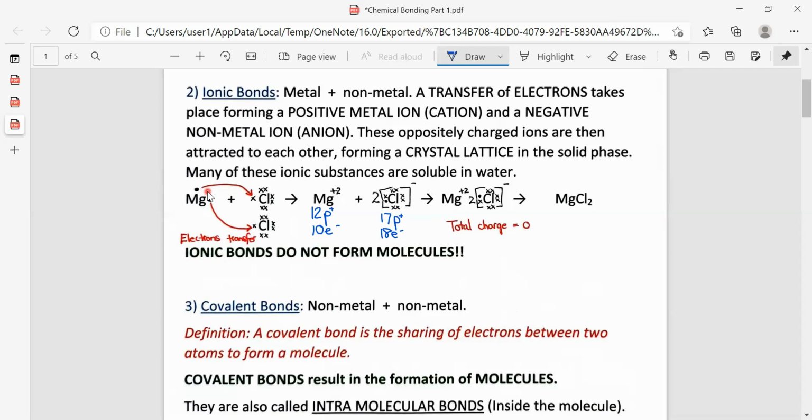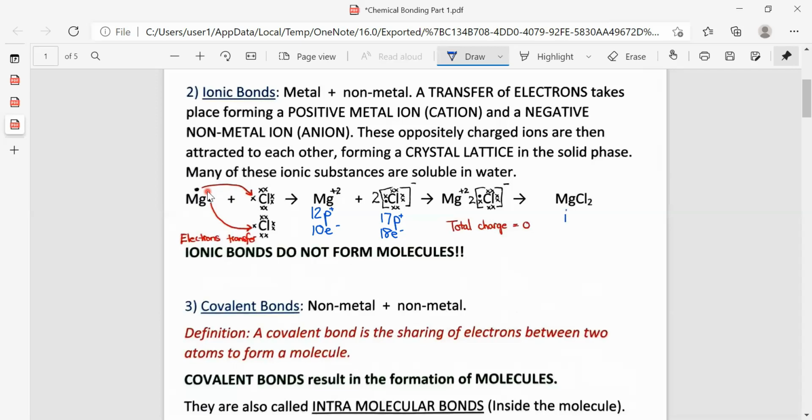So the magnesium is 2 plus. Your 2 chloride ions are negative 1. We don't write the 1. So that is why your ratio of magnesium to chlorine is 1 to 2. And this is the formula for magnesium chloride.